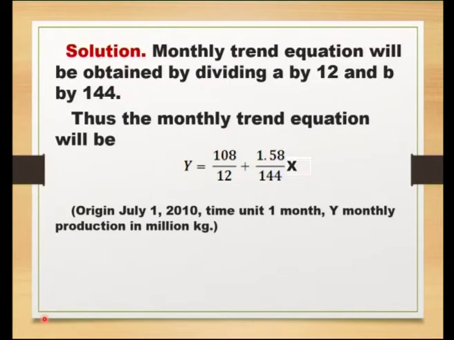Solution: the monthly trend equation will be obtained by dividing A by 12 and B by 144. Thus, the monthly trend equation will be y is equal to 108 by 12, that is, A value is divided by 12, and B value is 1.58 divided by 144, into x. Y is equal to A plus Bx. A is divided by 12 and B is divided by 144. Origin is July 1, 2010. Time unit is 1 month and Y is the monthly production in million kilograms.